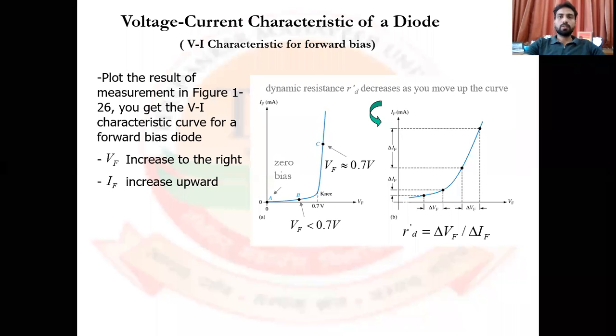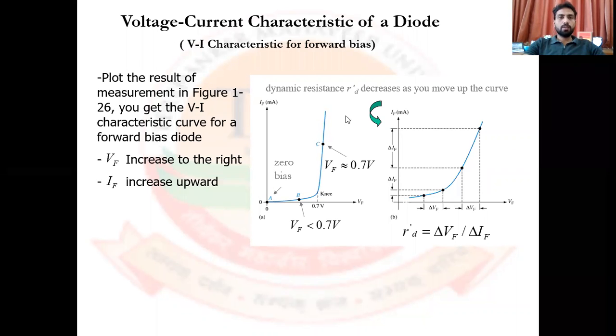So let's begin. Today we have a target to understand the characteristics of a diode or a PN junction when it is in forward bias condition, when it is in reverse bias condition, and when it has no bias. It means the zero bias state.